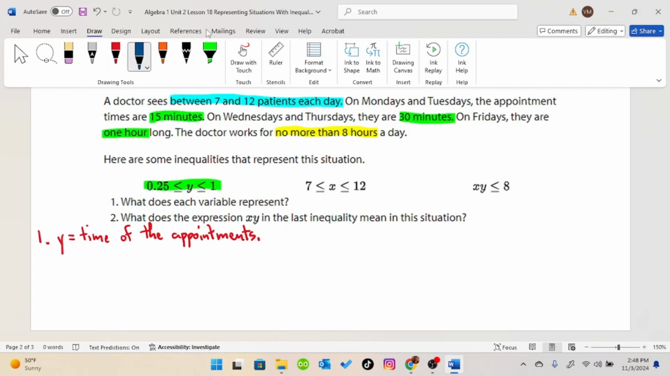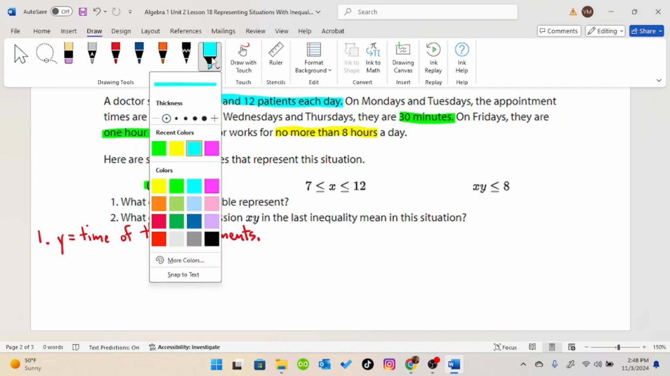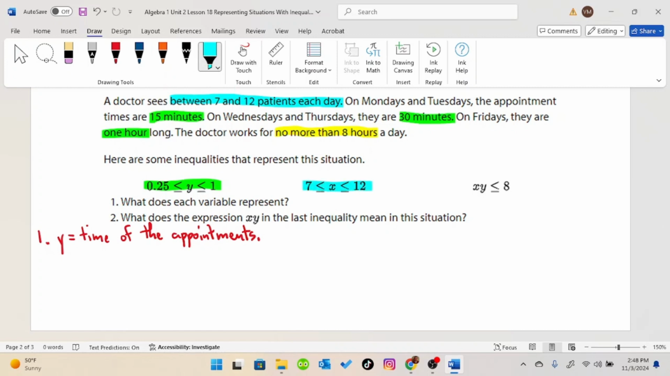Now we look at the next one. X is at least 7, but no more than 12. This matches the highlighting in blue. And that said there was between 7 and 12 patients each day. So X equals the number of patients each day.